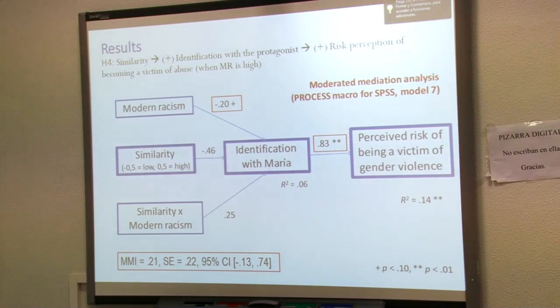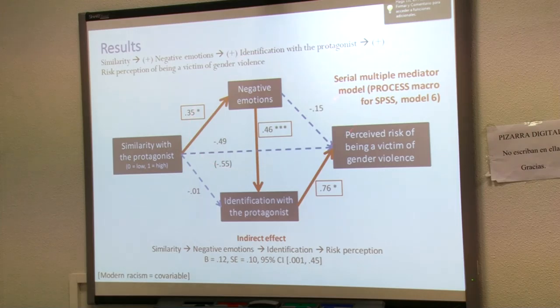Finally, and taking into account this last result, we propose another model, in this case a serial multiple mediator model, again with PROCESS macro for SPSS, model 6, in which we try to understand the relationship between negative emotion, identification with the protagonist, and the impact of both mediator variables on risk perception. And in this case, you need to follow the red line. This is the significant part. We found that a high similarity protagonist induced more negative emotion. In turn, this negative emotion was associated with more identification with the protagonist, and more identification with the protagonist was associated with more risk perception. And this is, I think, an important result.